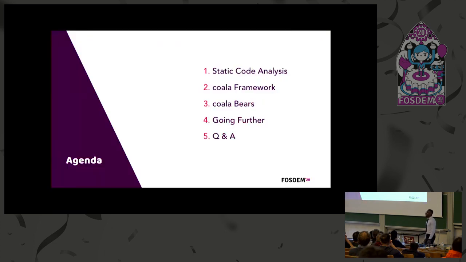Today, we are going to talk about static code analysis. We will start first by doing an overview, a quick definition of static code analysis. So we will follow up with the Coala framework and Coala bears, how it is used to do static code analysis in Python. And we will see what is coming next into the framework to ease the use of Python to do static code analysis. And we will finish with the Q&A, if you have questions, of course.